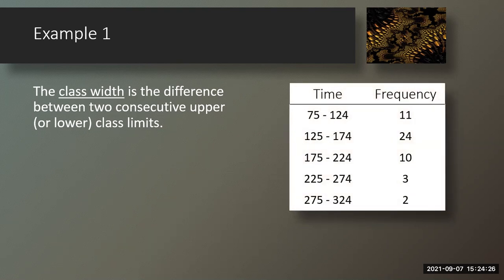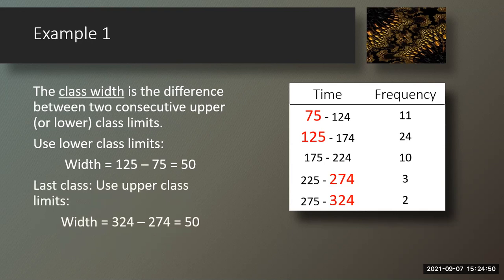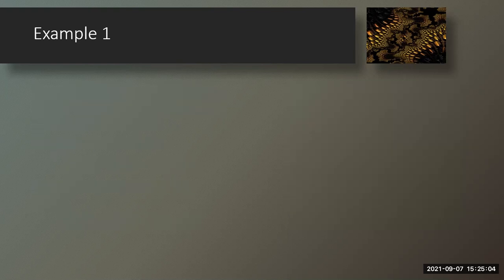You'll notice that the first class begins at 75 and the second class begins at 125. So I'll use my lower class limits, 125 minus 75, to find the width for the first class. And this works for all the classes except the last class. For the last class, I use upper class limits, so 324 minus 274, and again I get 50. So each class has a width of 50 seconds. Let's not forget our units.